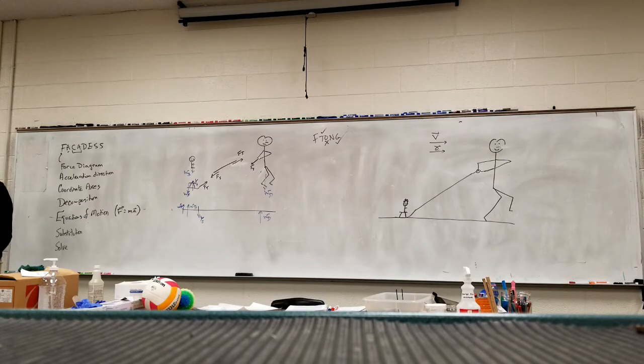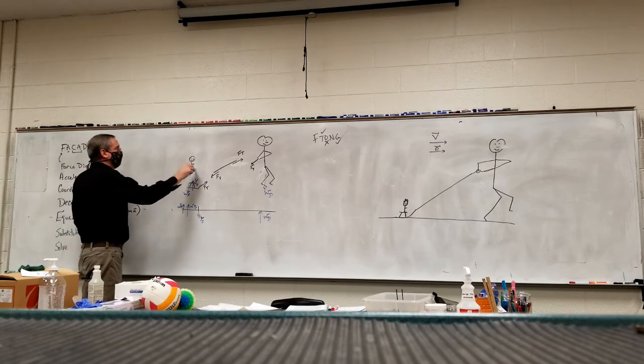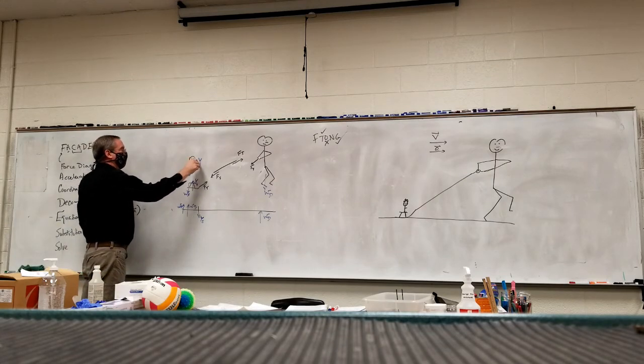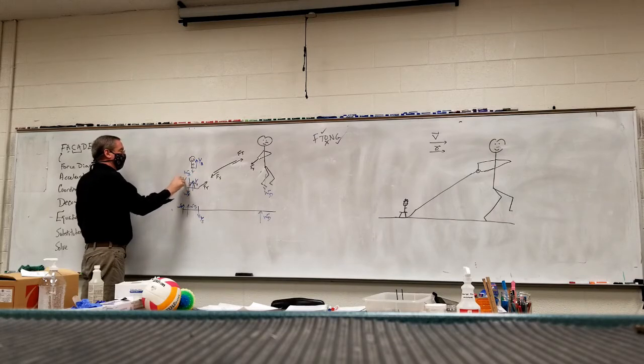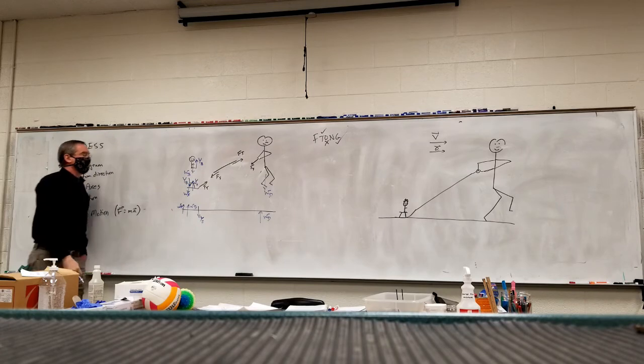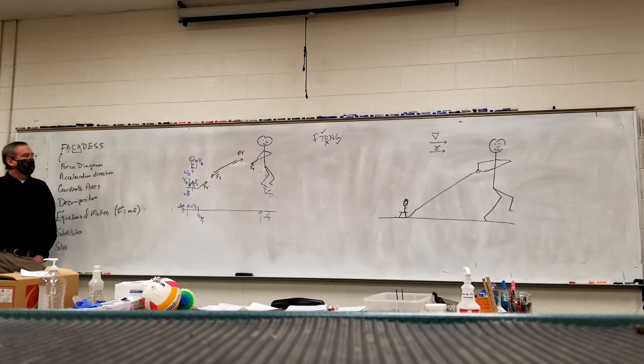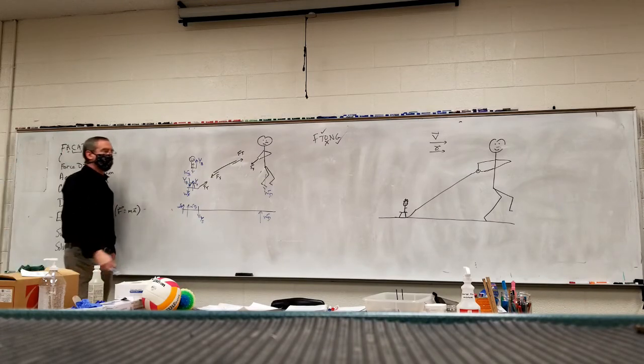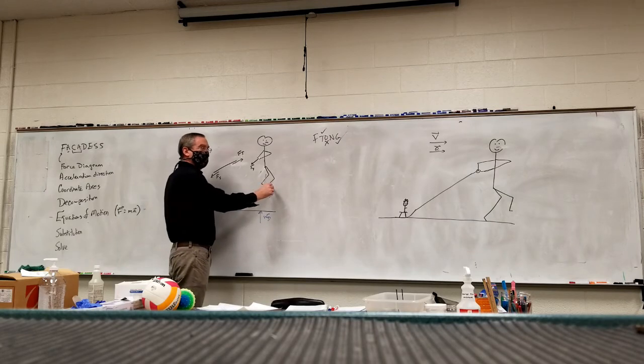Would it be from the sled to the boy? Yes, not ground. That's fine. I guess B for boy. Normal force on the boy. Which way? Yeah, up. Then on the ground, down.